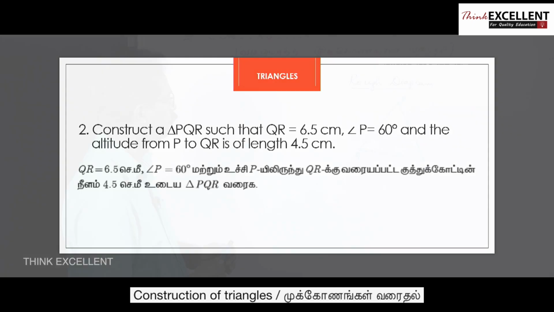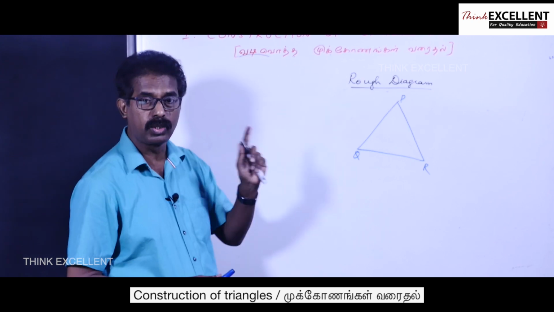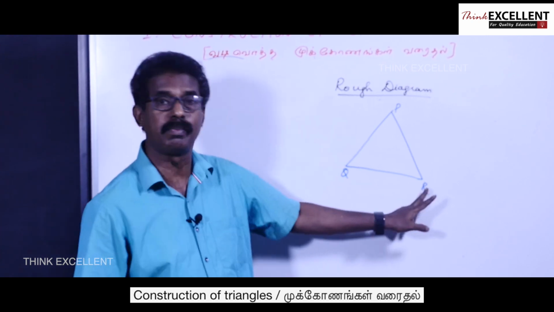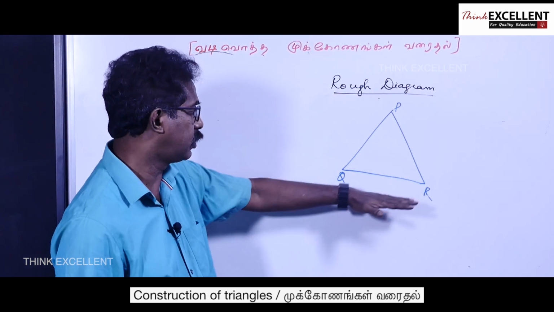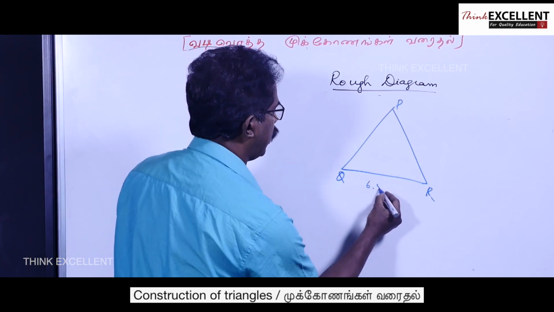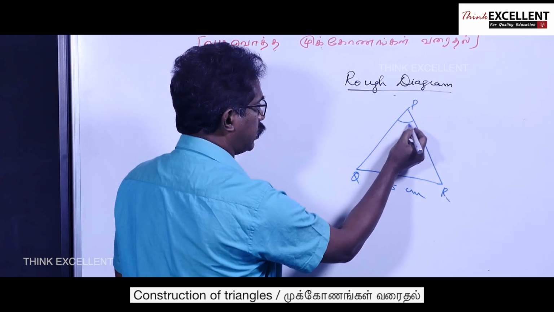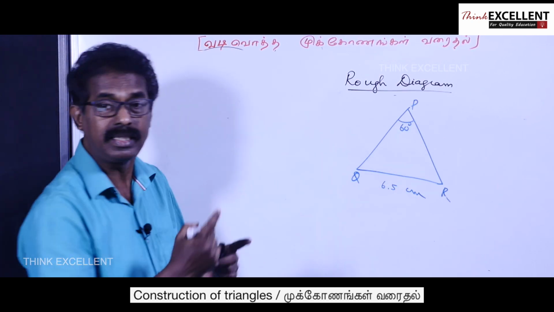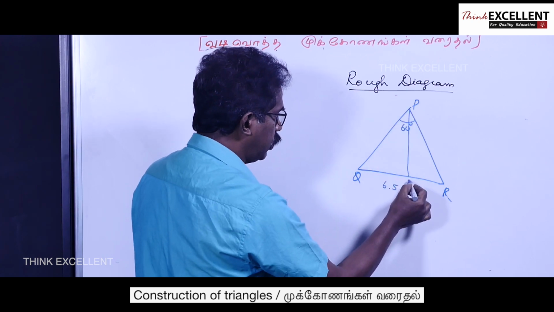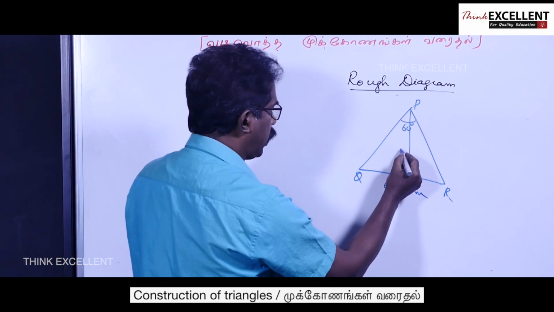Okay, look here. First we have to draw a rough diagram. The name they gave us is PQR. QR is given, so base is QR. If PQ is given, take PQ as base. Okay, so base you have to take here. So QR is given as 6.5 centimeter. Then angle P 60 degree. So here it is 60 degree. And altitude means it is a perpendicular line. The previous one median, right? Now perpendicular line. That perpendicular length they gave us 4.5 centimeter.